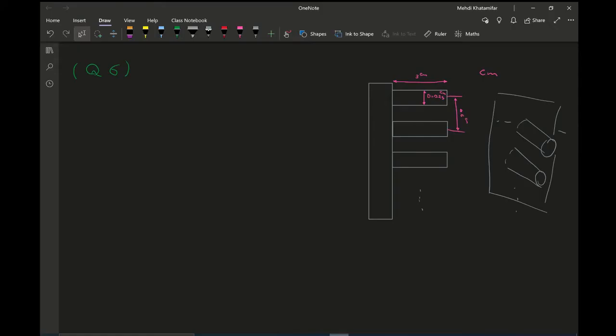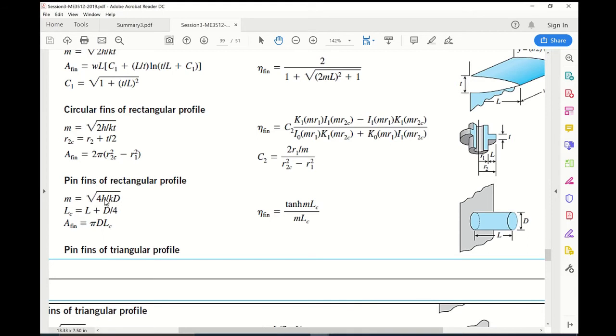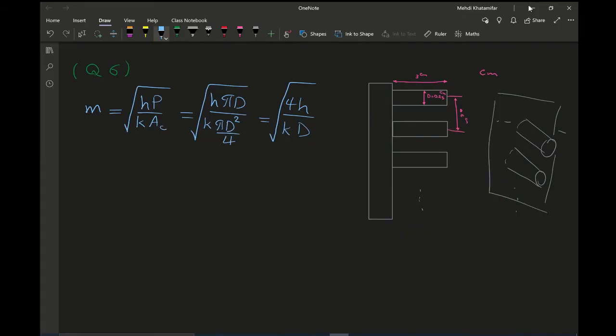Okay, let's go back and solve it. So I'm going to find m. m is going to be equal to the square root of hp divided by k Ac, or the other formula was in the table, which you can get even here. If I put in the perimeter, or circumference, pi d, and the cross-sectional area, I'm going to get 4h divided by k d. So let's go back and check 4h divided by k d. Same formula, they just did the calculation for us.